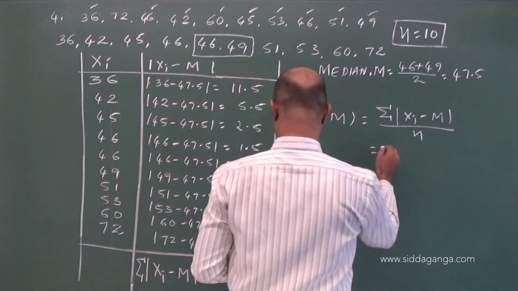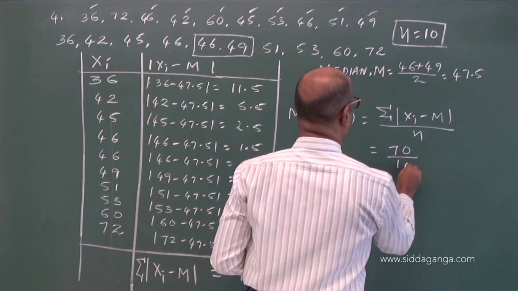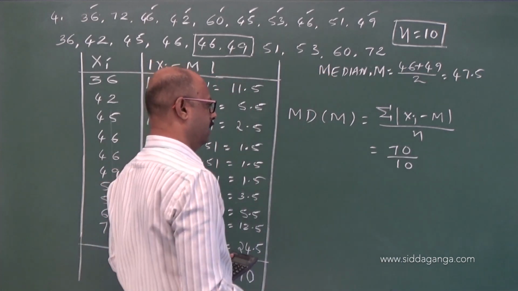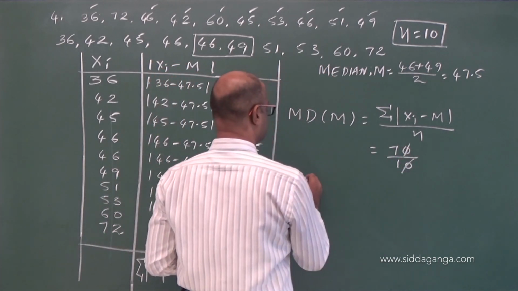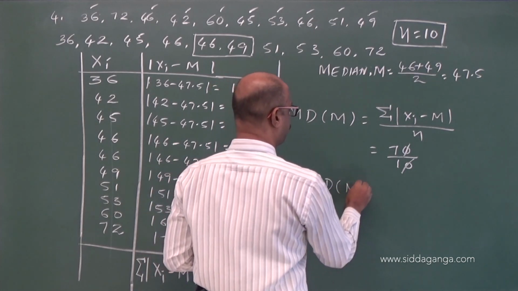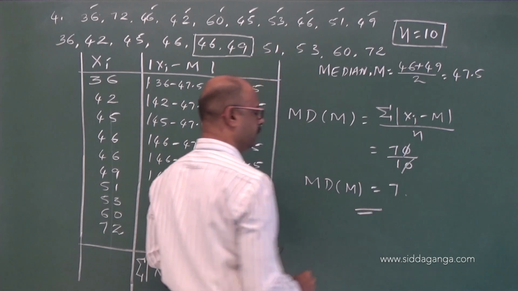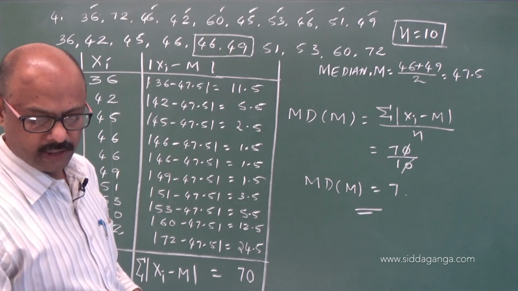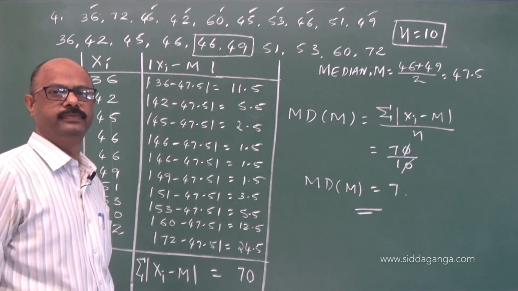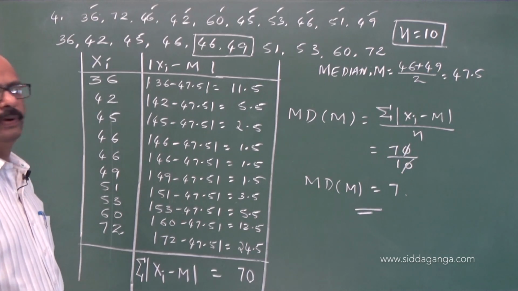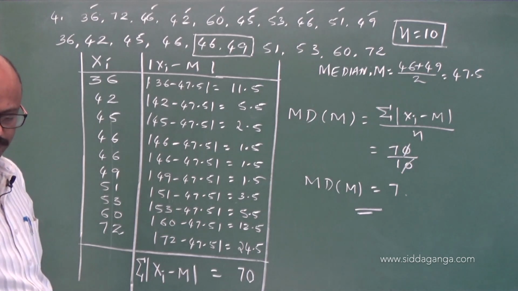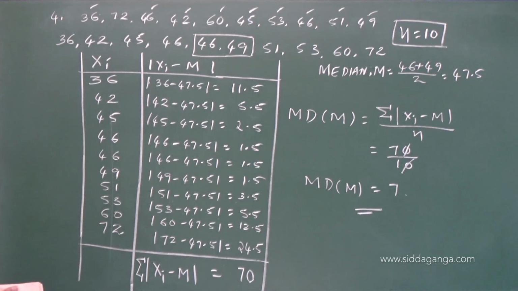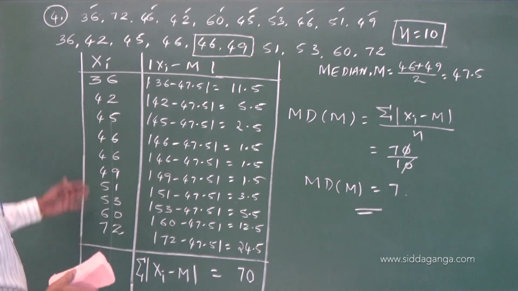So this is the numerator, you will get 70 divided by 10. 70 divided by 10, the 10 ones and 10 sevens get cancelled. MD about M is equal to 7. So the mean deviation about median is 7. So this is how you should work out the problems. This is the fourth problem.